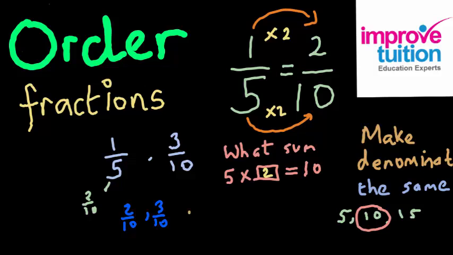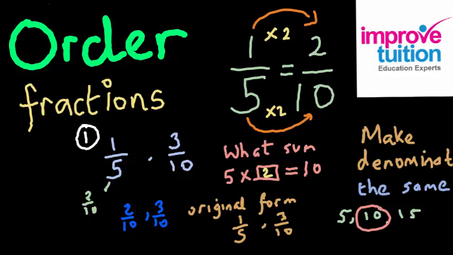to 3/10. Remember, 1/5 equals 2/10, and 3/10 is the second fraction. So we can now compare. And we know that 2/10 is smaller and 3/10 is bigger. So we need to then write it in the original form, which is 1/5 and 3/10. The original form is the way it was written in the question.